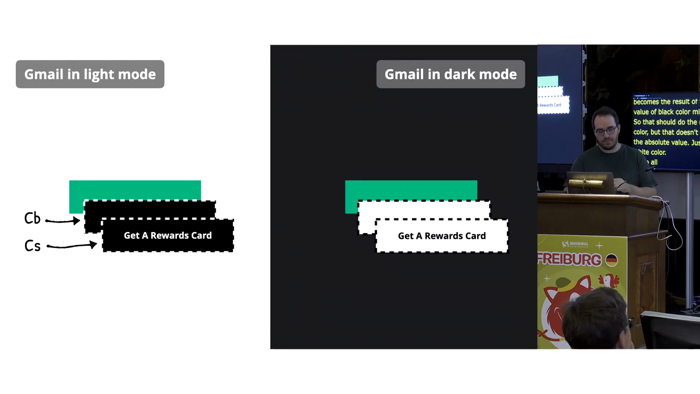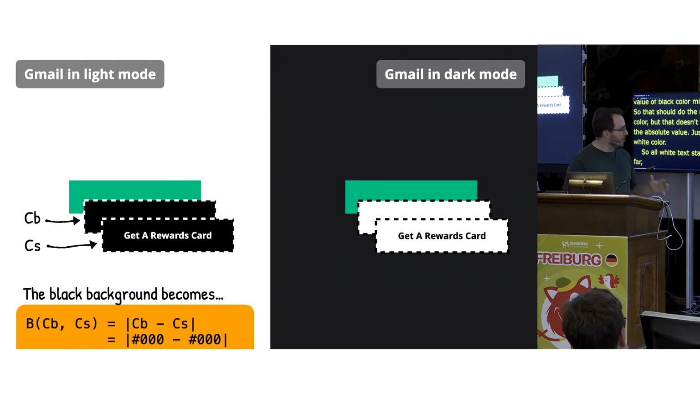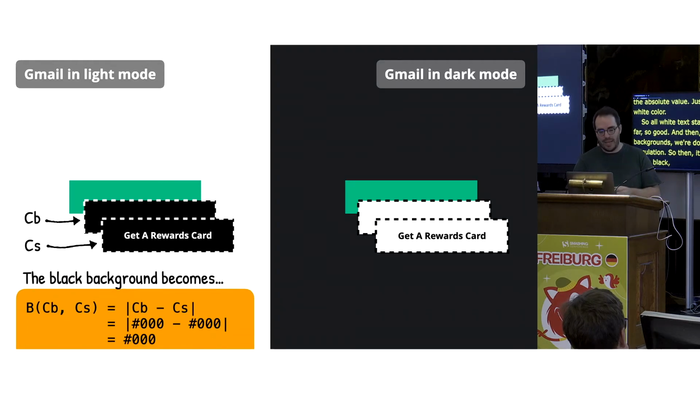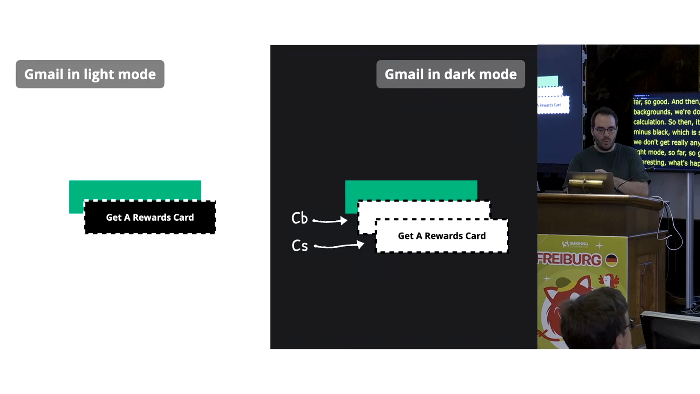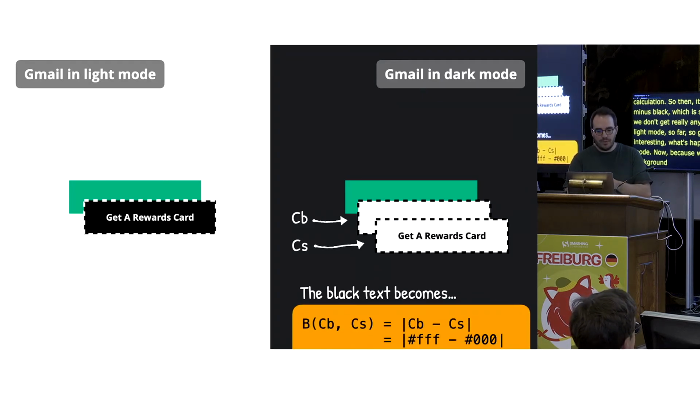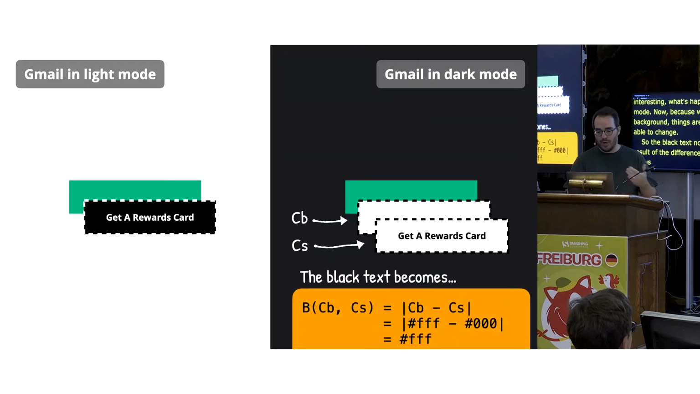So far, so good. And then for black backgrounds, we are doing the same calculation. So it's just black minus black, which is still black. So we don't get really any difference in light mode, which is so far so good. What's interesting is what's happening in dark mode. Now, because we have a white background, things are going to change. So the black text now becomes the result of the difference between white minus black. So that's going to be white.